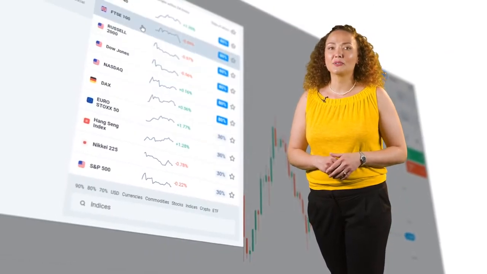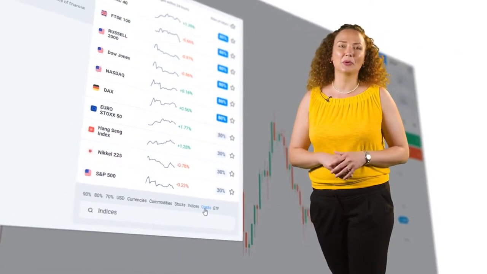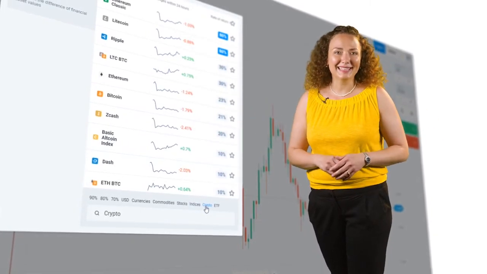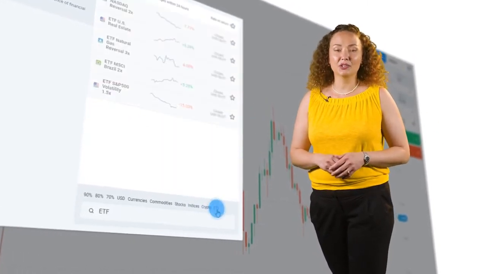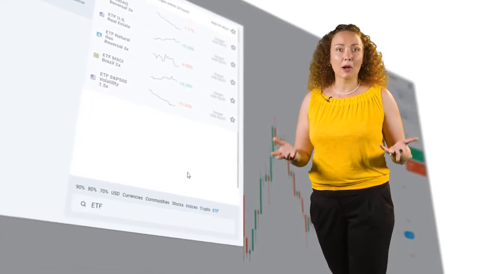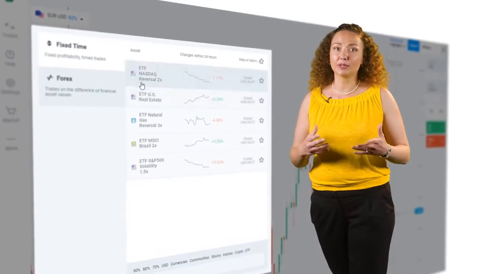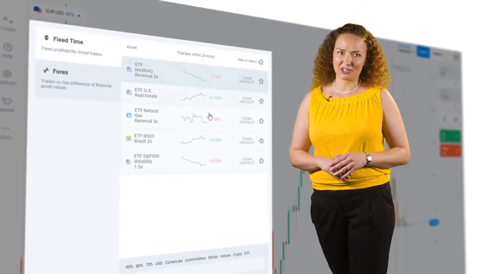Now, many traders love to trade cryptocurrencies, and you can take your pick here: Bitcoin, Dash, Ripple, and many more. And ETF. This is a collection of securities such as stocks and/or commodities. The securities can be dedicated to a certain sector like the real estate or have different combinations.